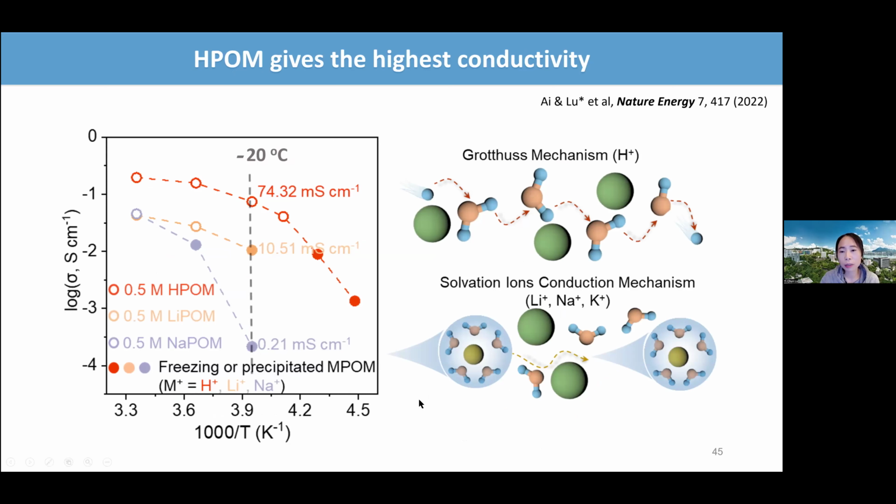Then it's the conductivity. Benefiting from the special Grotthuss mechanism, the ion conduction hopping mechanism, this HPOM has much higher ionic conductivity at low temperature compared to other ionic conduction mechanisms operated by lithium, sodium, and potassium. At negative 20 degrees Celsius, it can even reach more than 70 millisiemens per centimeter.